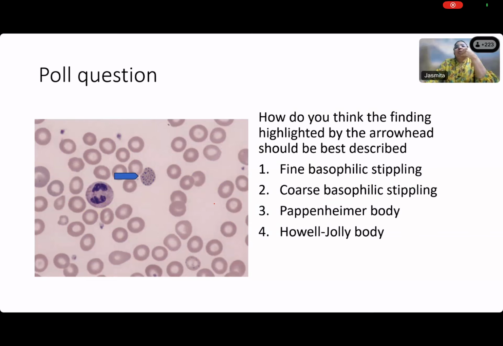So let me ask you another poll question. There is a finding that is highlighted by the arrowhead. How would you best describe it? Is it fine basophilic stippling? Is it coarse basophilic stippling? Pappenheimer body or Howell-Jolly body? So I've got an answer of 2, that is coarse basophilic stippling, and you are absolutely right.